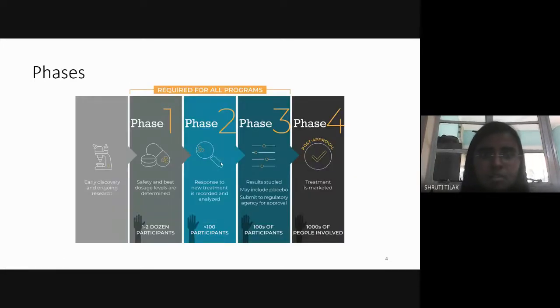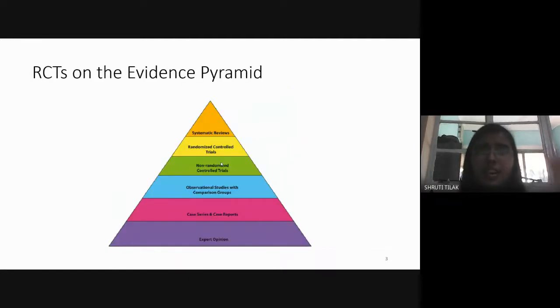So most of you guys are second years. I hope that the second years are by now familiar with this. There are ideally 4 phases in typically a drug trial. The RCTs are started usually after a substantial amount of evidence is gathered lower down in the pyramid.